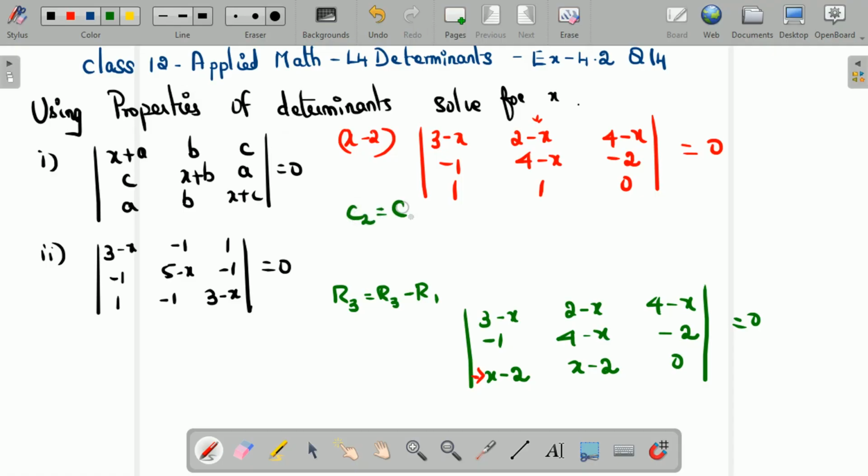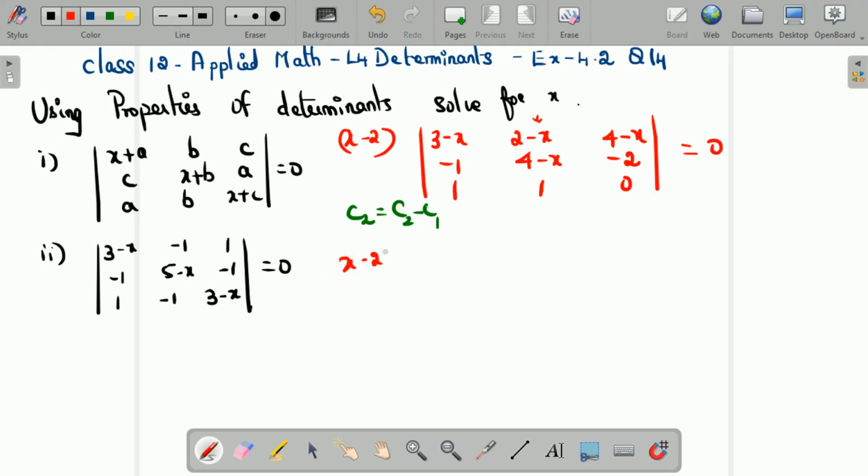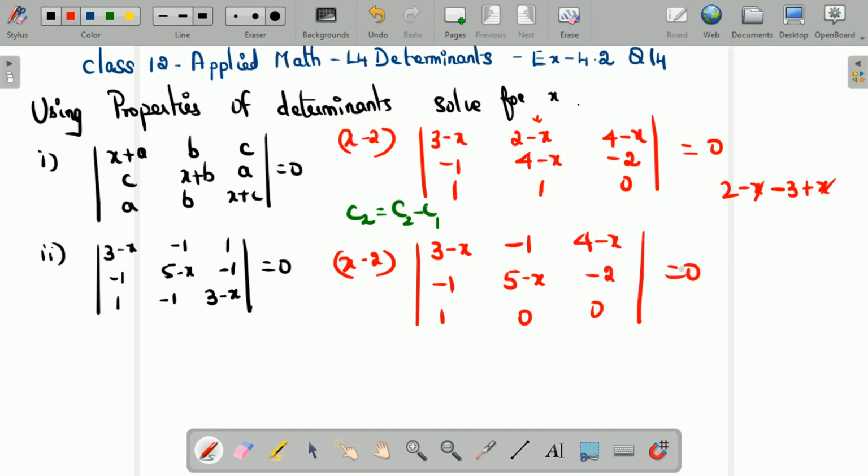So let's make that transformation. C2 is going to be equal to C2 minus C1 because I'm going to make this 0. So let's do that now. The transformation now will become x minus 2. The first column remains as such. So this is minus 1 and 1. 2 minus x minus 3 plus x. So this plus x and minus x will get cancelled. So this will become minus 1. Now we are at C2 minus C1. So 4 minus x minus of minus 1. So this will become 5 minus x. This is 0. 4 minus x minus 2 and 0 is equal to 0.